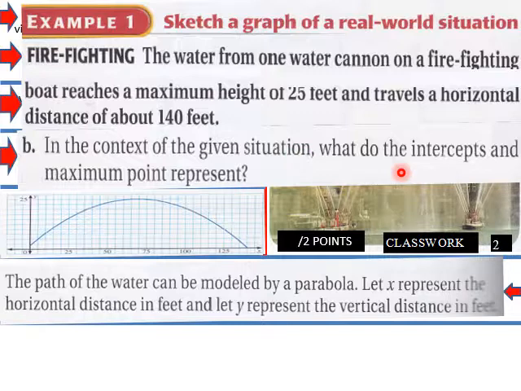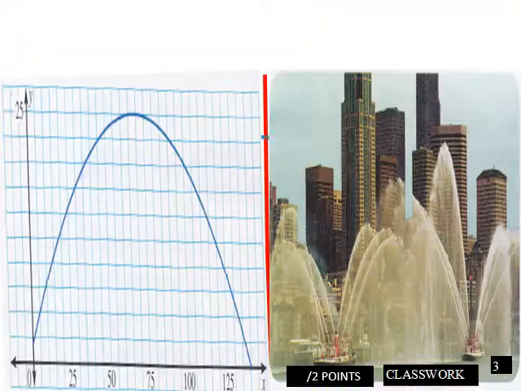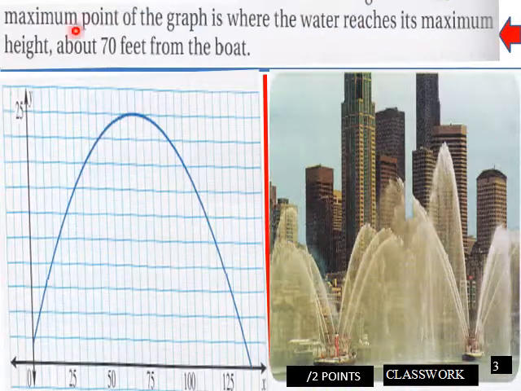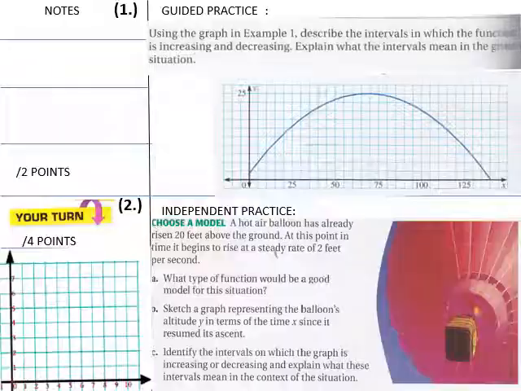In the context of the given situation, what do the intercepts and maximum point represent? As the cannon is on a boat, the graph only has one x-intercept, where the water reaches the surface or the ground. It starts over here on the boat, a little bit above the x-axis. The maximum point of the graph is where the water reaches its maximum height, about 70 feet. So we can use the vertex of that parabola to model the height of the water.